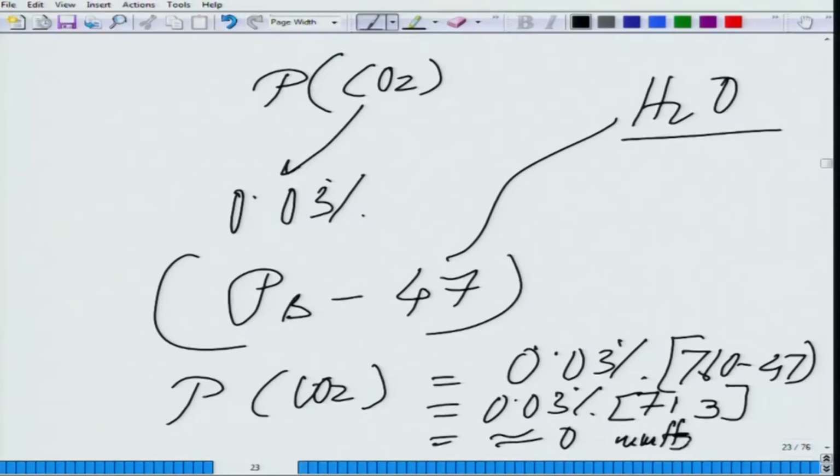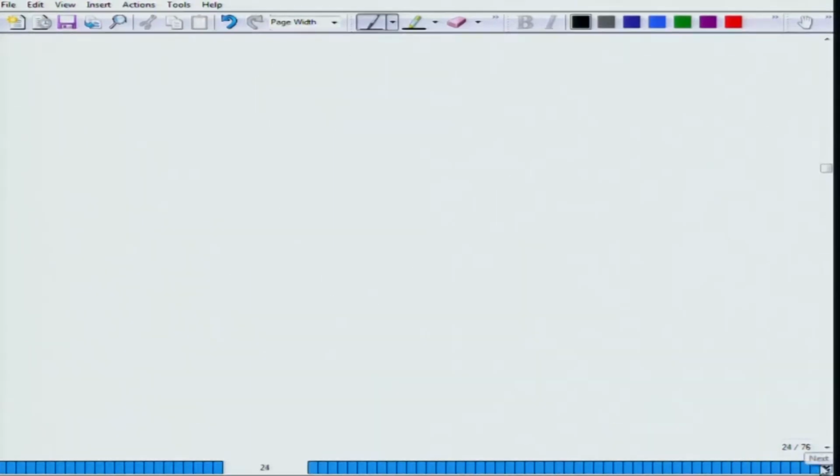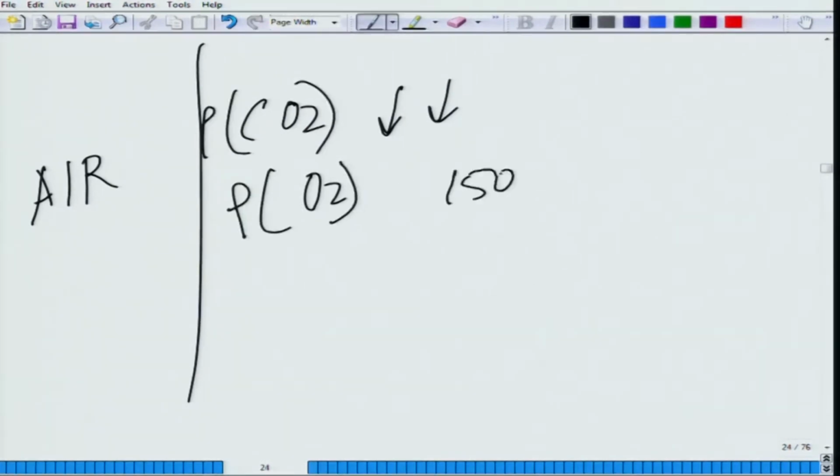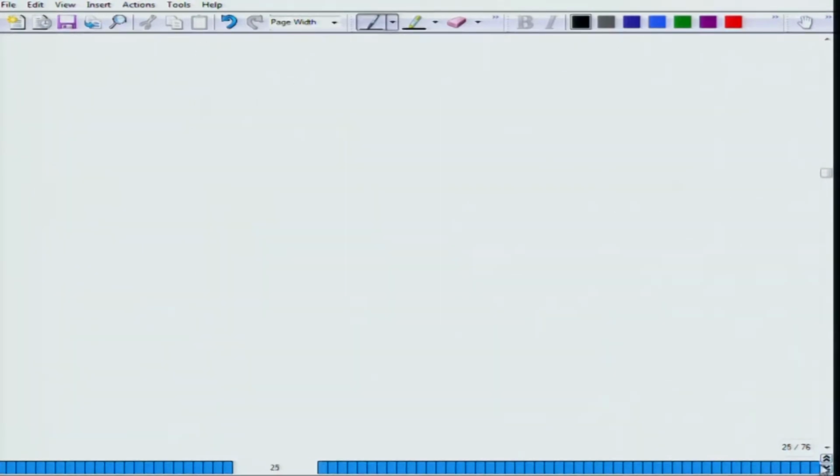So, basically in the air the situation is like this. In the air, your CO2 contribution is fairly low. This is regular air, and the partial pressure of oxygen in the air is around 150 millimeter mercury. At this point, we are only concerned with these two gases, because those are the ones which will help us. So, if you really form the table, this is what I was telling you.